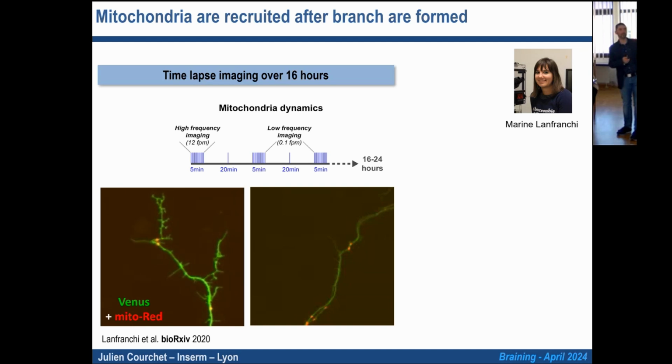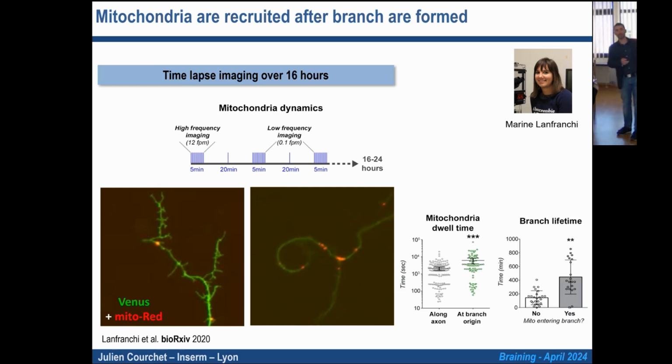And this is one example where you would see the branch form here, with a few mitochondria around the place. But those mitochondria don't seem to be very interested. They start leaving the zone, and this branch is not stabilized, it retracts. Whereas in this condition, again, you see formation of a branch. And here, not only do the mitochondria accumulate at the base of the branch, but they can also enter into the branch. And in this case, the branch continues to grow and stays here.